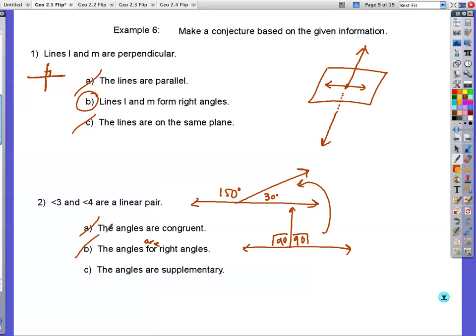Okay, and the angles are supplementary. I'm going to say yes to that. Your linear pair makes a straight line, and straight lines always add up to 180 degrees. So this could be 40, this could be 140. Linear pair, supplementary. Here's a linear pair that's also supplementary. They just aren't congruent.